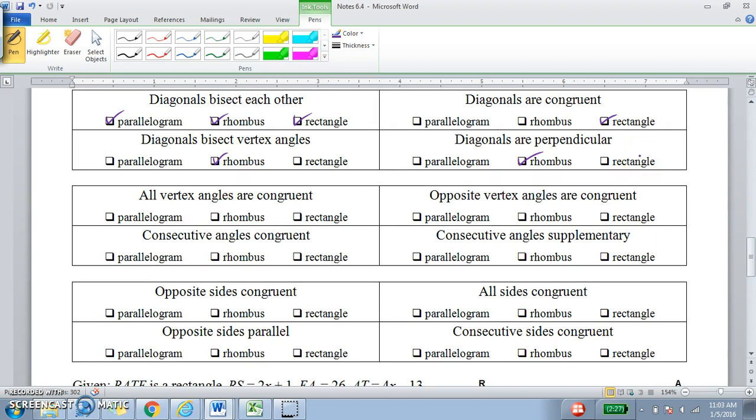All vertex angles are congruent. That does not apply to a parallelogram. Only opposite angles are congruent in a parallelogram. This does apply to a rectangle, because in a rectangle, all the vertex angles are 90 degrees. So obviously, they're all congruent to each other.